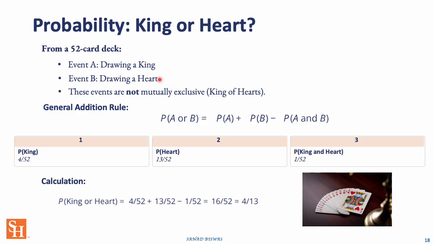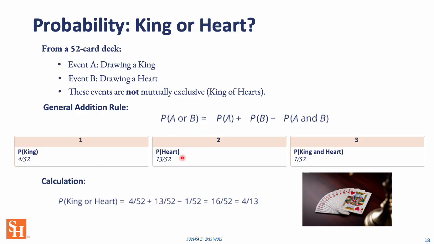So in that case, we would apply the general addition rule to calculate the probability. The general addition rule is: probability of A or B equals probability of A plus probability of B minus probability of A and B. Therefore, you have to know the individual probabilities first, and then what is common. So how many kings do we have? In a deck of 52 cards, we have 4 kings. Therefore, the probability that if you draw a card randomly it will be a king is 4 over 52.